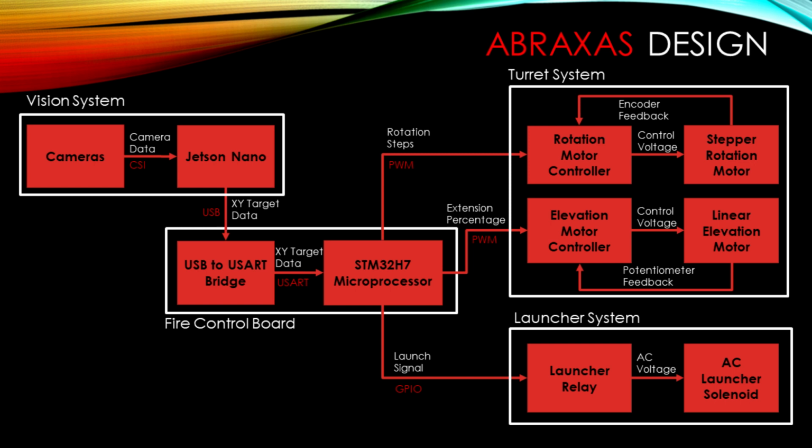It then sends pulse width modulated signals to 2 different motor controllers. These 2 controllers control the rotation motor and the elevation motor. Both motor controllers receive control signals from the microprocessor, which they then translate into voltage control signals to send to their respective motors. Once the motors have reached the target position, the STM32 sends a launch signal to the launcher relay that then switches on AC voltage to the launcher solenoid, launching the projectile.